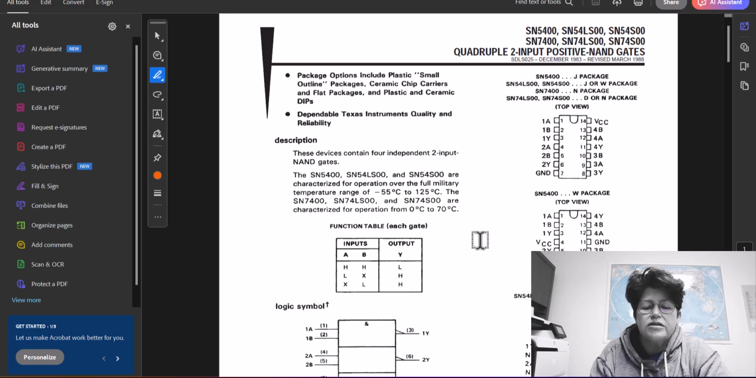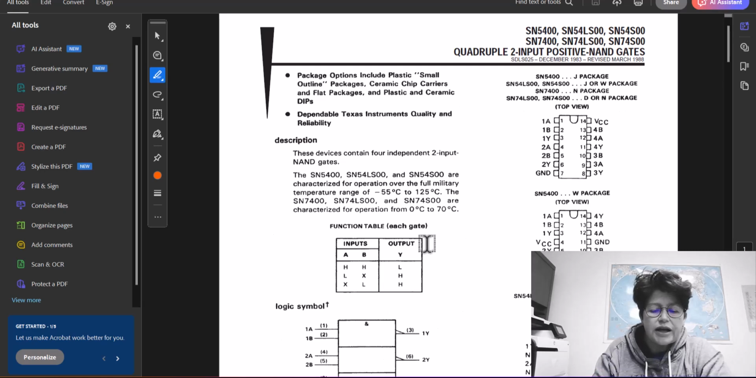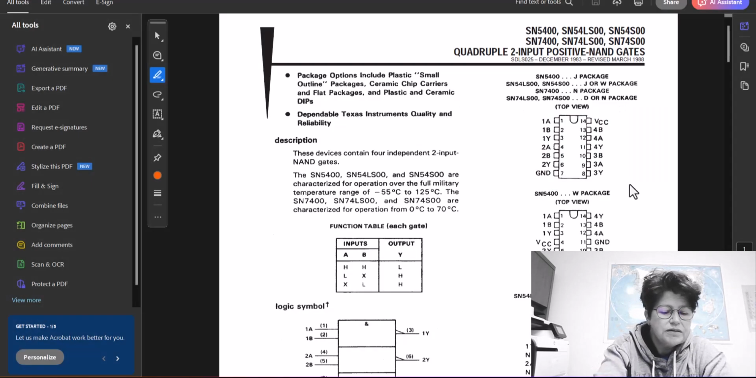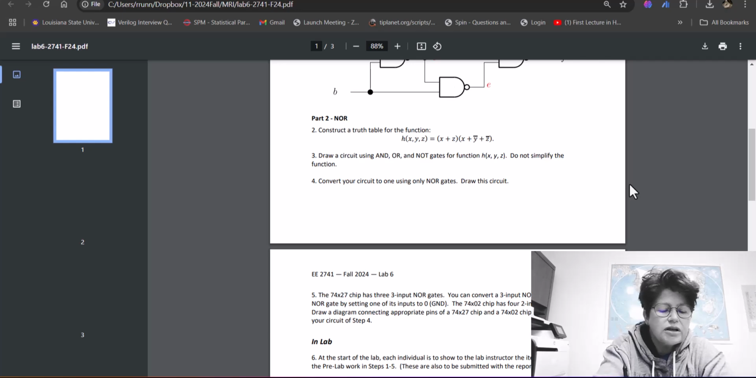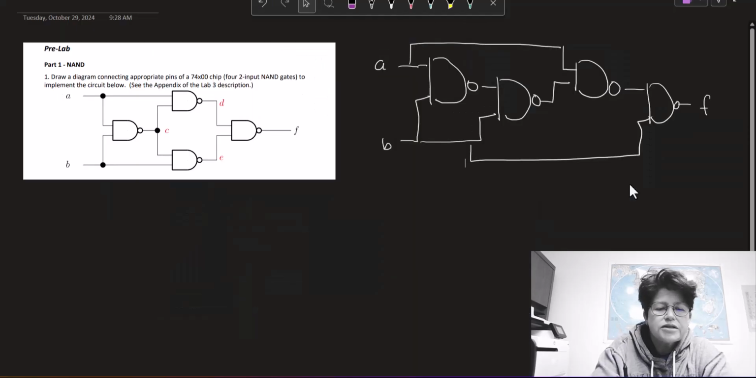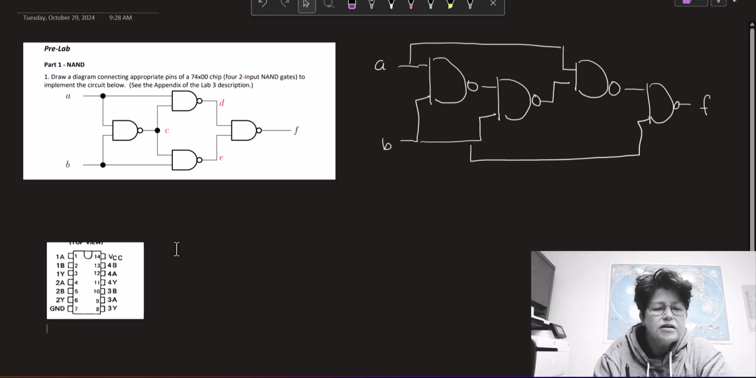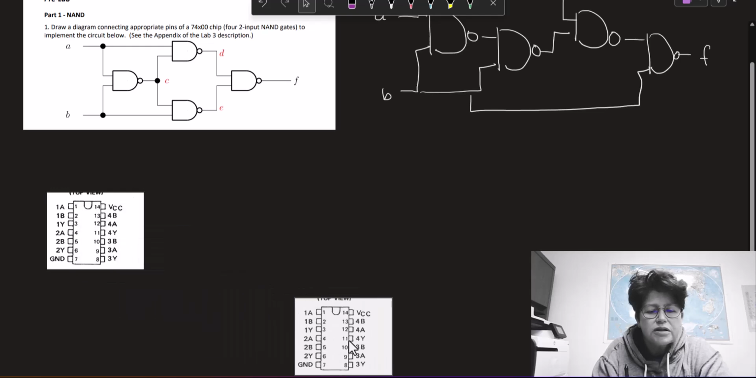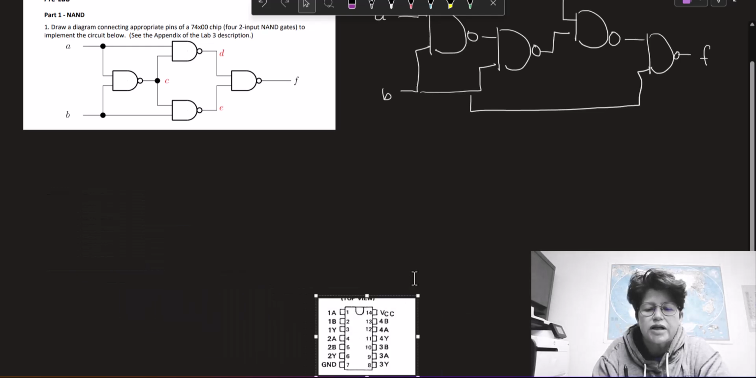So as long as either one of the inputs is low, the output is high. And then here is the chip layout, where A and B are the inputs and Y is the output. I'll put this down here and we'll use it for our actual diagram.